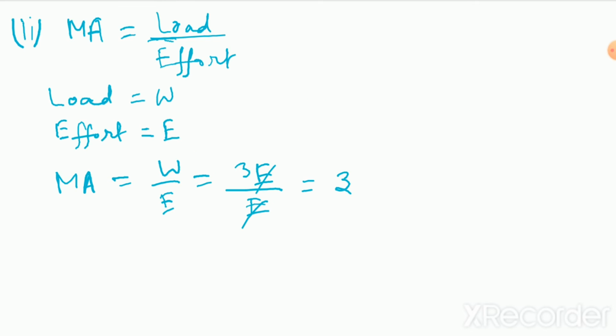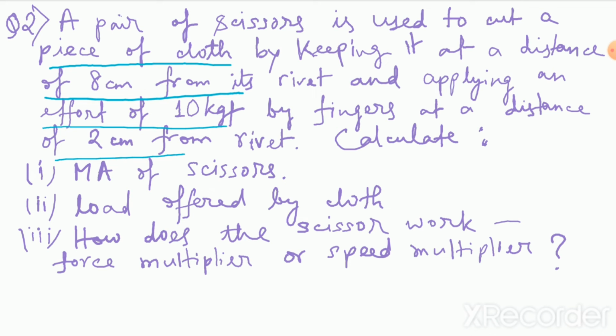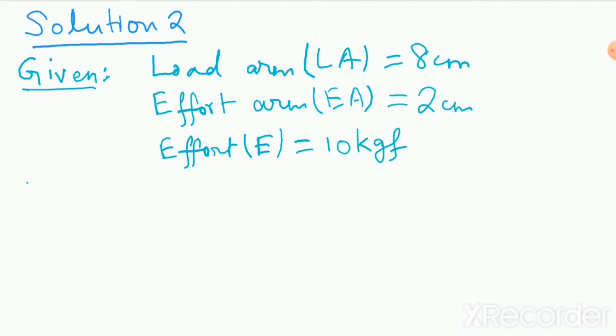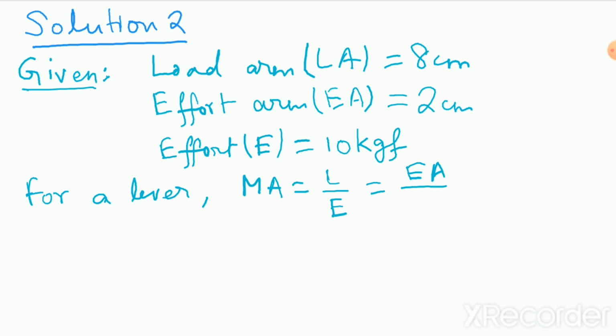Okay. Now, what else has been given? Anything else? No. So first of all, let us find out the mechanical advantage of the scissor. As I have said, the scissor is a class 1 lever. So for a lever, in general, mechanical advantage is load by effort, L by E, and for levers it is also equal to the ratio of effort arm to load arm. So here effort arm and load arm are given, so you can calculate the mechanical advantage.